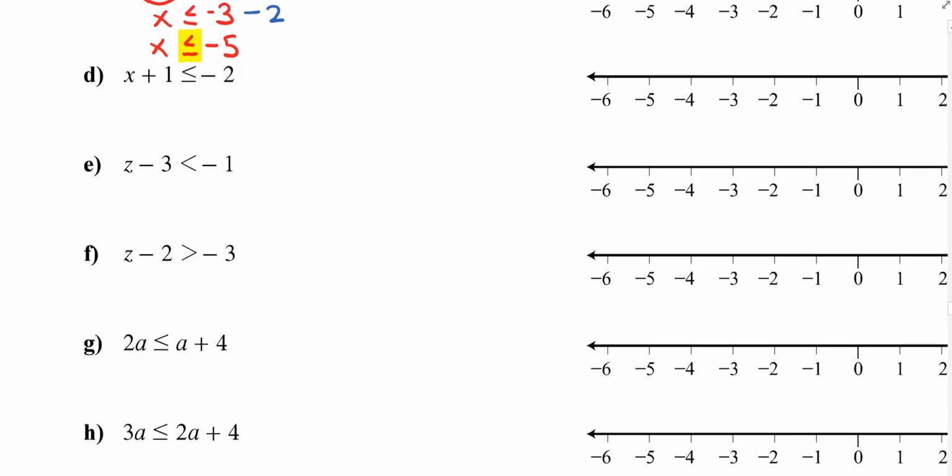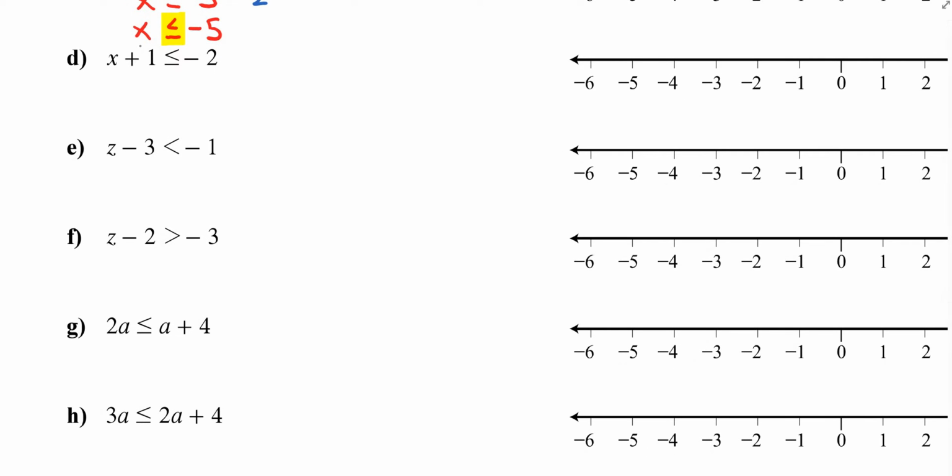Okay, let's move on to letter D now. For letter D, I have a plus 1. If I move that to the other side, it becomes negative. So x is less than or equal to negative 2 minus 1. So this is x is less than or equal to negative 3. All right, so here's negative 3. I have a closed circle there at negative 3, and since I'm less than that, I shade to the left-hand side.